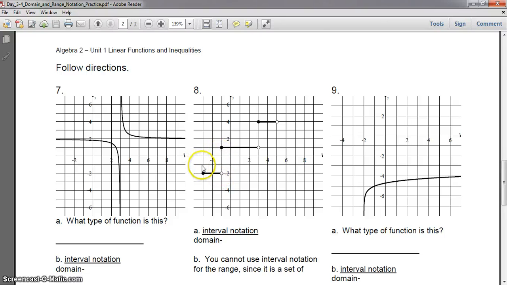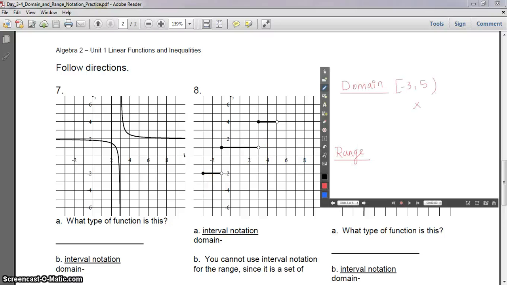So your domain is from -3 up till 5, and you would write that from -3 up till 5, where -3 is included because of the closed circle and 5 is not included. So x is going to be between -3 and 5.